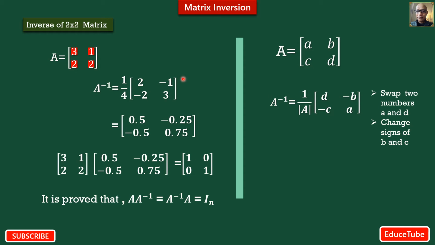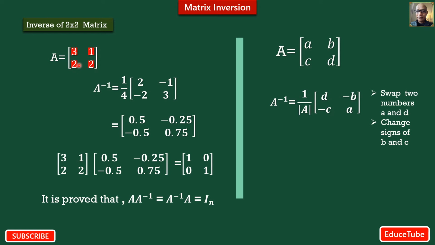For example, here this is a matrix. Same procedure I followed. Swap two numbers: 3 bring here and 2 bring there. 1 put negative, 2 put negative. Now 1 divided by 4, because in the previous slide we saw this matrix determinant is 4. So I put here 4. Now 1 by 4 multiplied by this, we get the matrix like this. So this is the result of inverse matrix A.